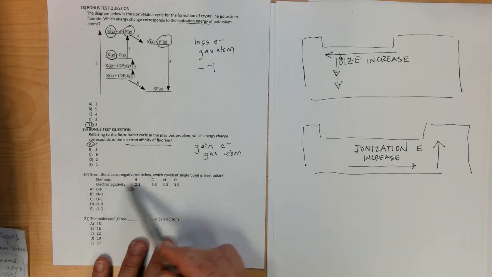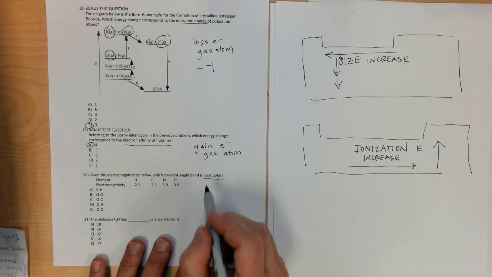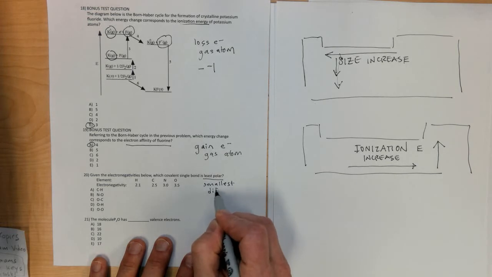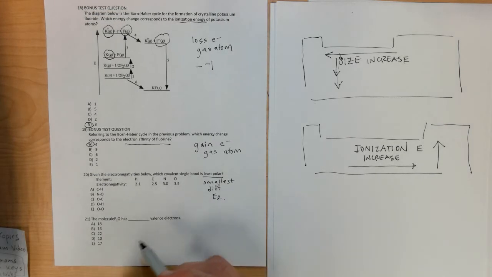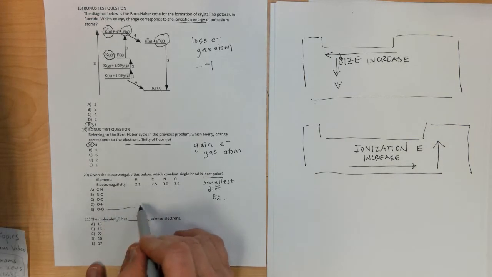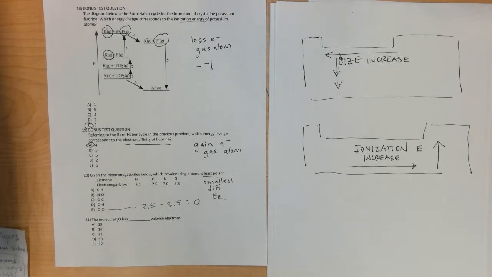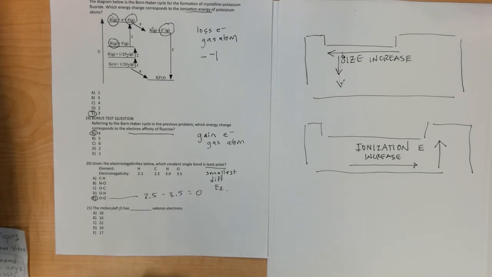Number 20, given the electronegativities, which covalent single bond is least polar? And then they give you the choices of many mixes of this. And the least polar, of course, means that it has the smallest difference in electronegativity. And so the differences would mean that you'd do subtraction on the periodic table. And of course, if you took 3.5 minus 3.5, you'd have a difference of 0. And that's the smallest difference you can find. And so letter E.